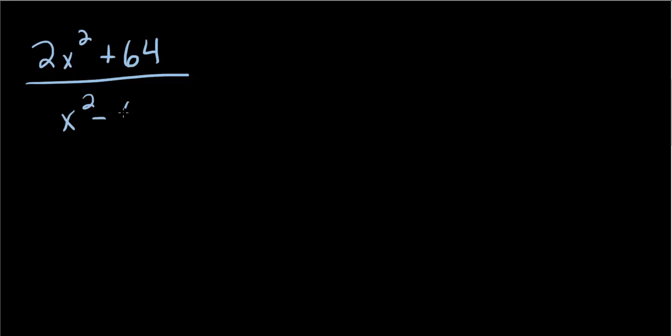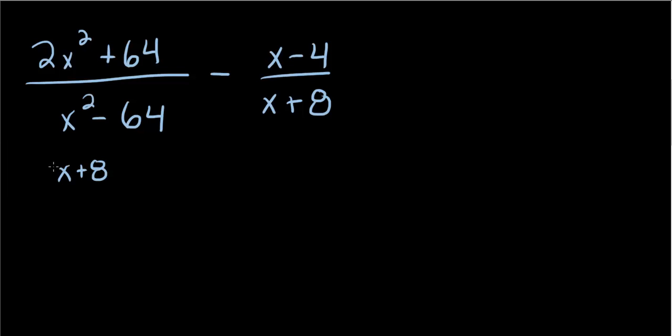We are going to try now (2x squared plus 64) over (x squared minus 64) minus (x minus 4) over (x plus 8). And this is similar to the first one. We're going to start by factoring this. This is (x plus 8) times (x minus 8).